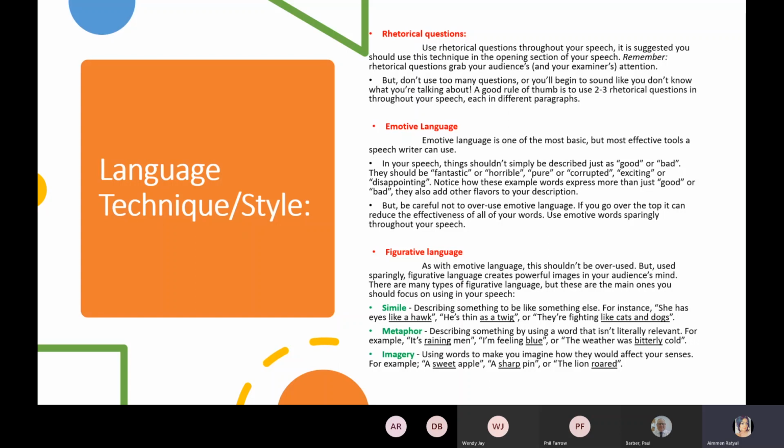A metaphor, describing something by using a word that isn't literally relevant. For example, it's raining men, I'm feeling blue, or the weather was bitterly cold. Imagery, using words to make you imagine how they would affect your senses. For example, a sweet apple, a sharp pen, the lion roared. Once the person reading your text can imagine all of what you're trying to put across, it senses automatically the language technique that you've used in your writing.